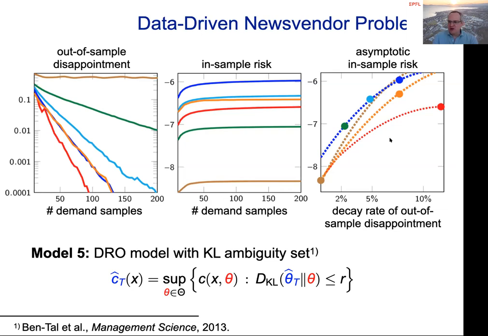So this example shows that different data-driven predictors can display substantially different performance. And it is also remarkable that for all predictors considered, the out-of-sample disappointment in the left chart is almost a perfect linear function of the sample size on a log scale. And this exponential decay rate therefore captures the out-of-sample disappointment extremely well.